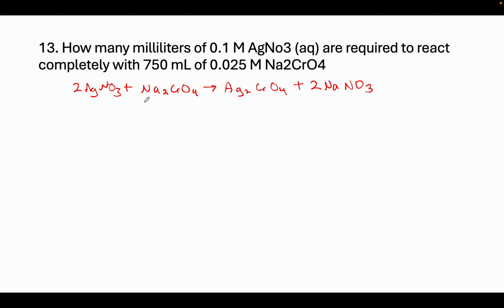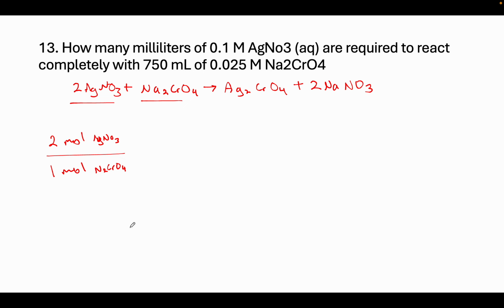Nice. But we're really just going to look at these two. So for every 2 moles of silver nitrate, we have 1 mole of sodium chromate. I believe that's what that is. But let's just do a little ratio real quick. For every 2 mole of AgNO3, we have 1 mole of Na2CrO4. Okay, I'm going to use that later.